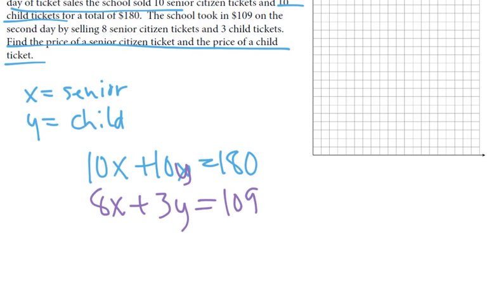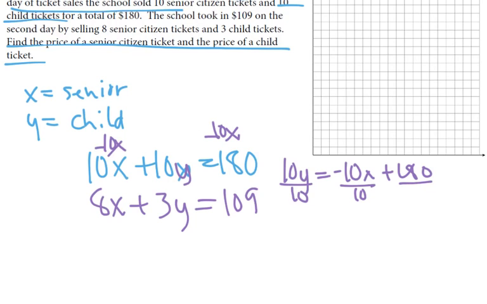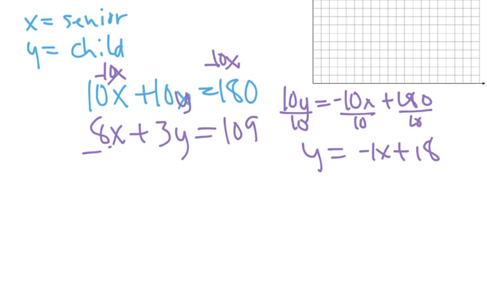Okay, so now how do we figure out the cost here? Well, that first equation would be pretty easy. Minus 10x, we'd get 10y equals negative 10x plus 180, divide by 10, and we'd get y equals negative 1x plus 18. Pretty easy to graph that one. We like that one. What about the second one?